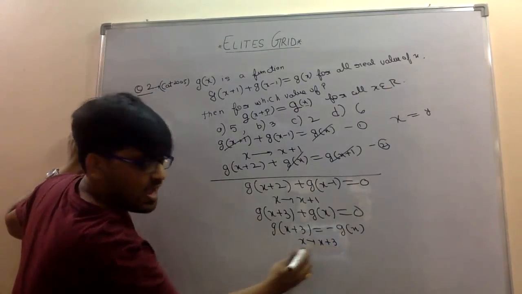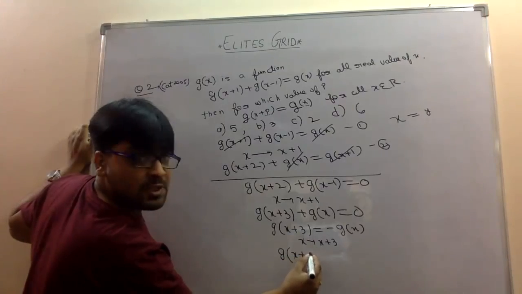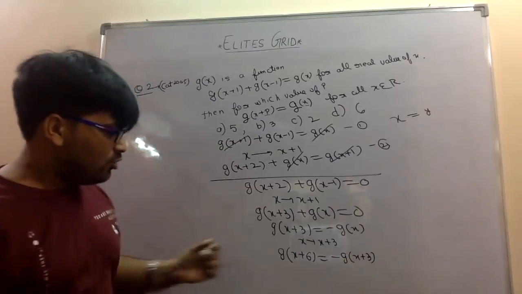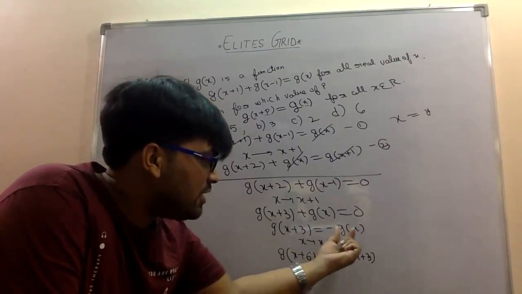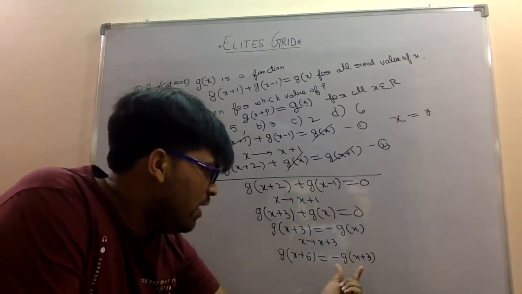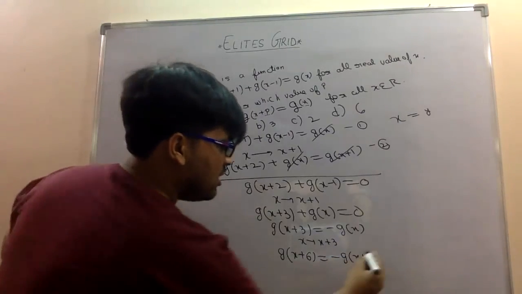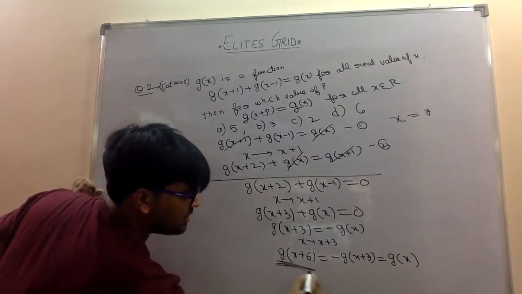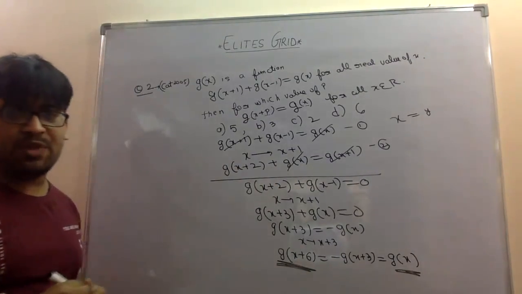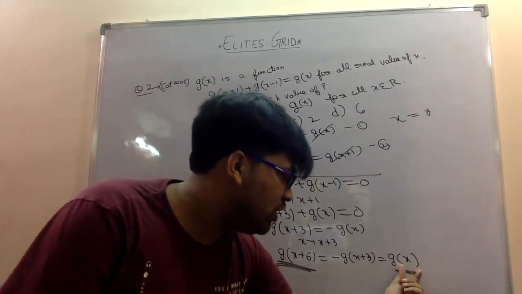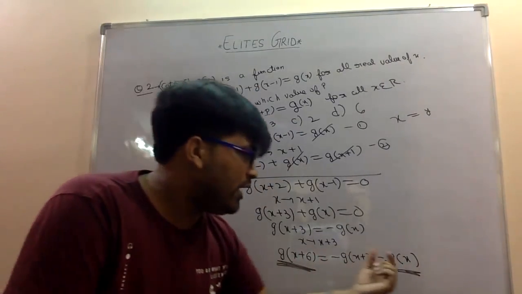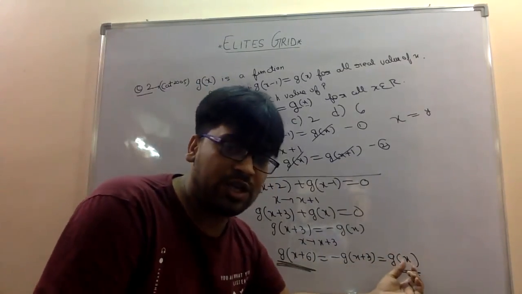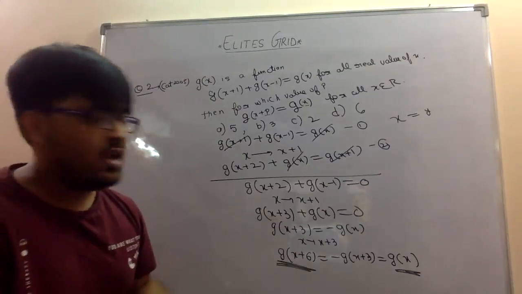When you will replace x by x+3, you will get g(x+6) is equal to minus g(x+3). If you pay attention, g(x+3) is equal to minus g(x). So when you put g(x+3) as minus g(x), you will get g(x). So now tell me, g(x+6) is equal to g(x). That means if you put x is equal to 1, g(1) will be equal to g(7). If you put x is equal to 2, g(2) will be equal to g(8). If you put x is equal to 3, you will get g(3) is equal to g(9) and so on.